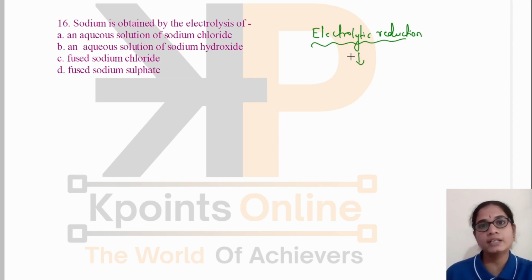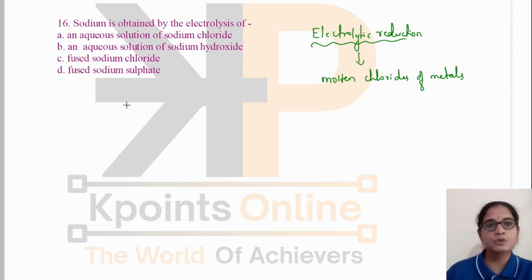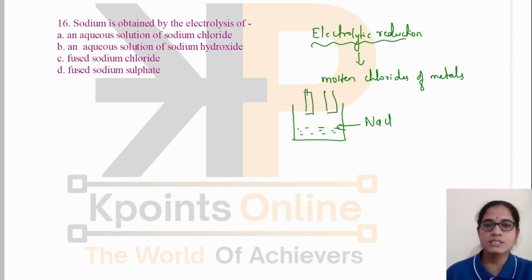We will take the molten chlorides of the metals. Suppose I want to extract sodium, what will I do? I will take molten sodium chloride and two electrodes, a cathode and an anode. Then what happens? At the anode, anions are attracted, and at the cathode, cations are attracted. In the molten state, it will have ions.